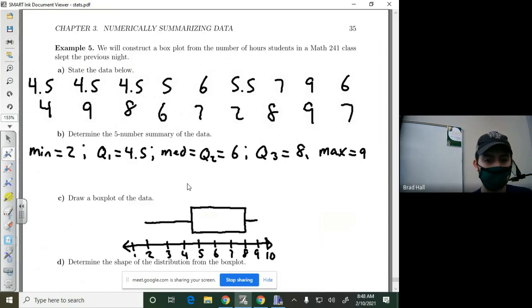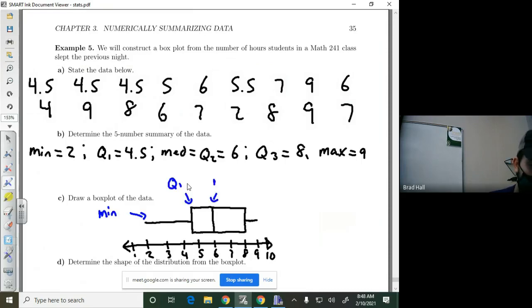Now the median is going to be a straight line in the middle of the box that corresponds to where the median would go. The median is 6, so we're going to draw a line at 6. This is our box plot. So in order, this is the minimum, this is the first quartile, this is the median, the third quartile, and the max. And that's normally how it's notated, no matter what.